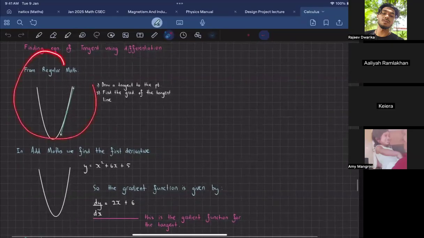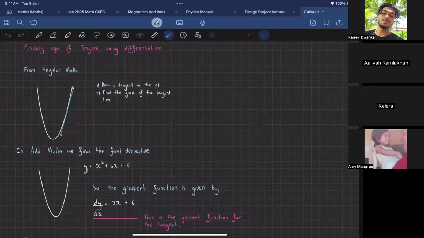Because you have to notice, in regular maths, if they ask you to calculate the gradient at a point, you will have to take the point, draw a tangent to the point, take 2 points on the line, and find the gradient. But in add maths, we differentiate. Kiera, when we differentiate in add maths, we're finding the gradient of the tangent to the normal.